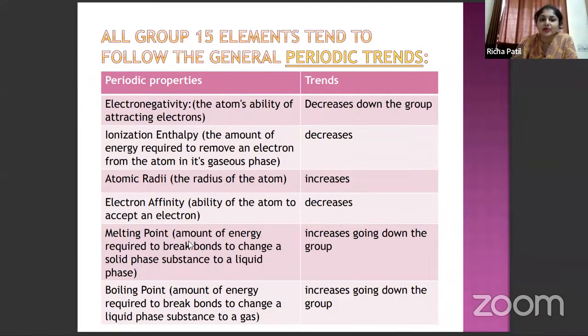Melting point increases as you go down the group. Why? As you go down the group, the atomic size goes on increasing, so this is the reason it increases going down the group. Boiling point also goes on increasing as you go down the group. So these are some of the periodic trends seen in group 15.